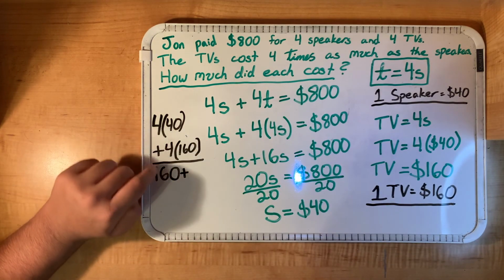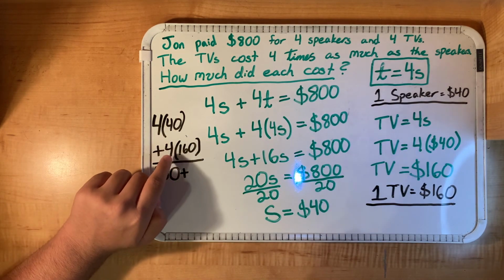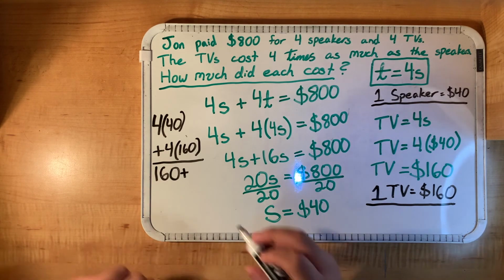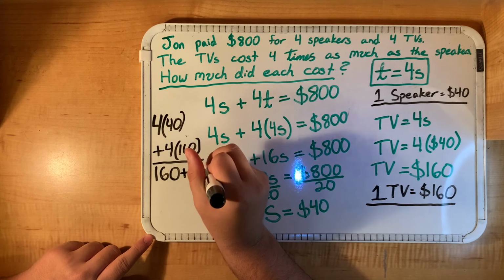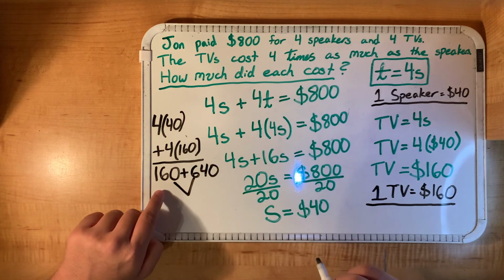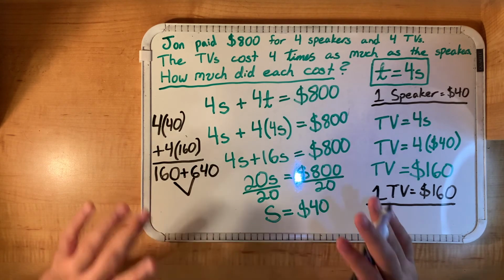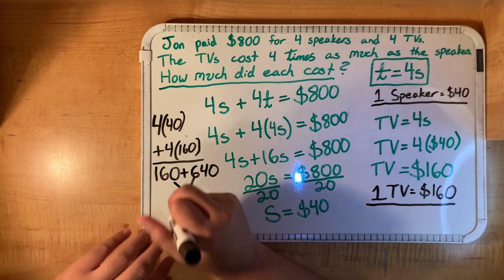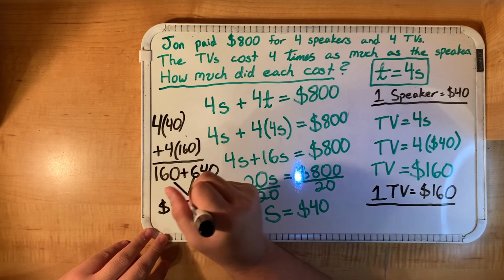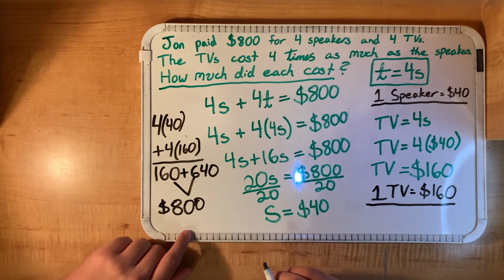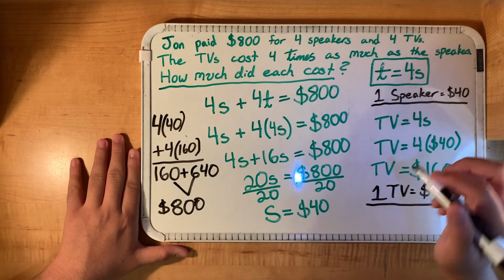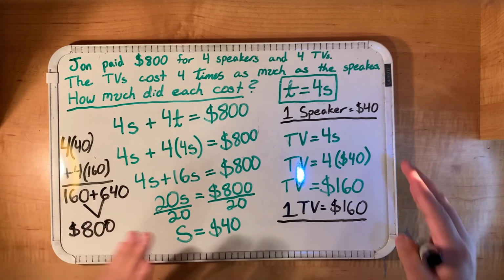So we have 160 from here plus 4 times 160, which is 640. When you add 160 and 640, what do you get? You get 800. And $800 is the same as our starting price. So this proves that our answers are correct.